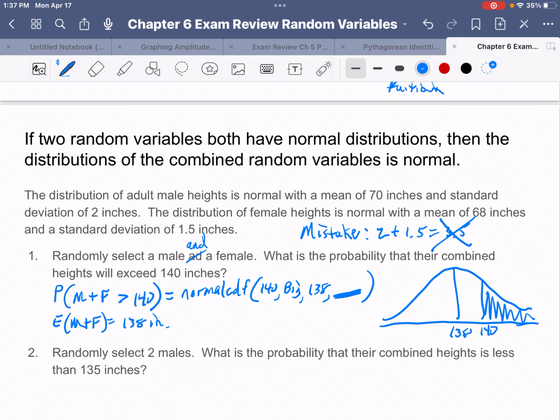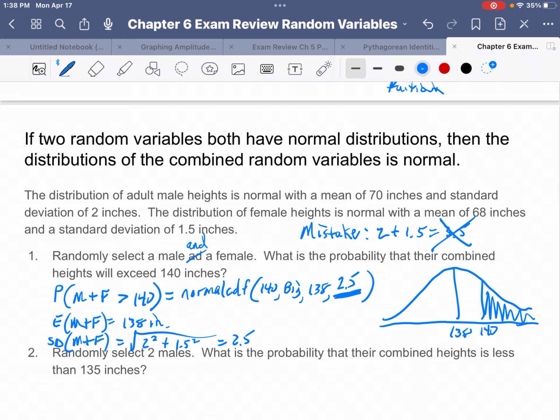That is wrong. The standard deviation of male plus female is equal to the square root of the variance, 2 squared for the males, plus the variance for the females, 1.5 squared. So let's see, that's 4 plus 1.5 squared, and then take the square root of that. So I just got 2.5 is the new standard deviation. So now put 2.5 there.